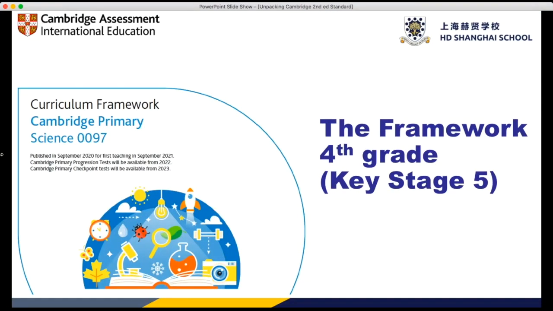At HD Shanghai, we use the Cambridge Primary 2nd Edition, and in my class specifically, we are talking about Key Stage 5, which aligns to Year 5 in the UK, which aligns to 4th grade in Shanghai, China. We specifically chose the Cambridge curriculum because it was built with language learners where English might not be their native language.